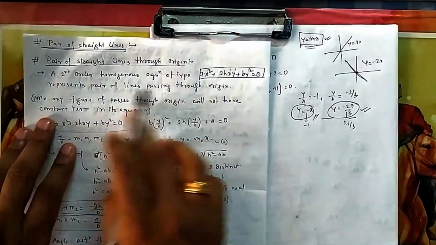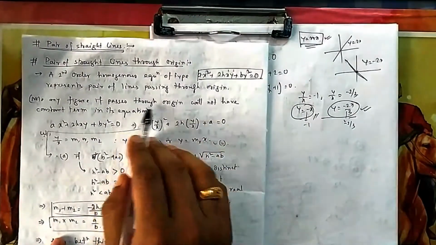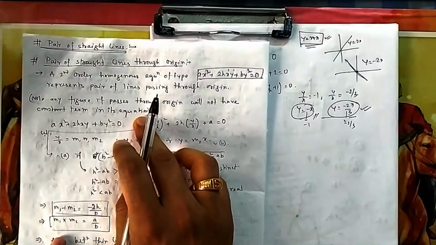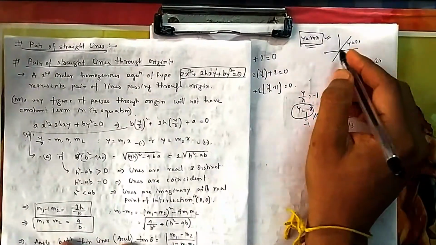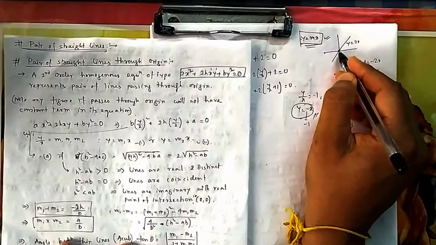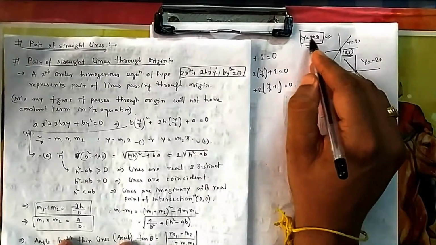Any figure that passes through the origin, be it a straight line, circle, ellipse, parabola, hyperbola, anything, its constant term will not be there. Because if it is passing through the origin, then if you put 0, 0, that should satisfy. So if you put 0, 0, that should satisfy.